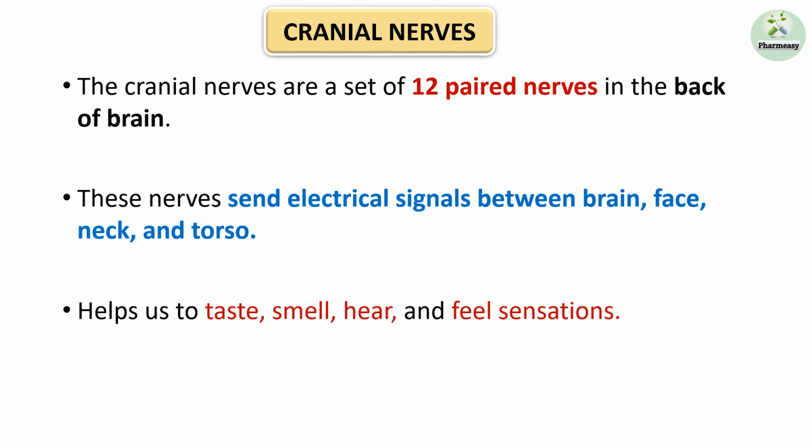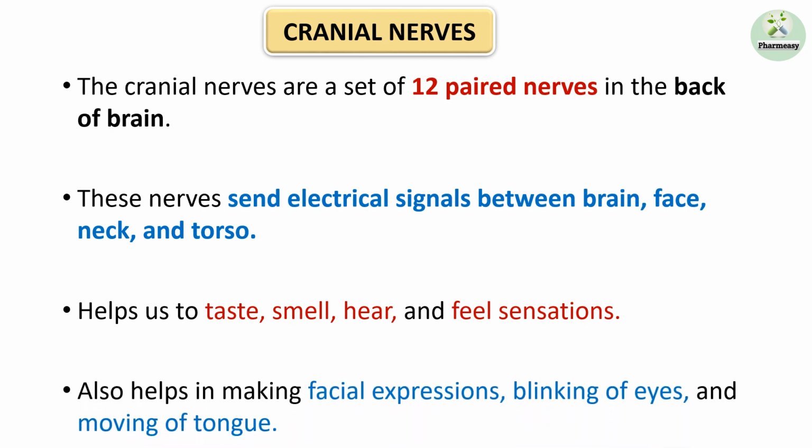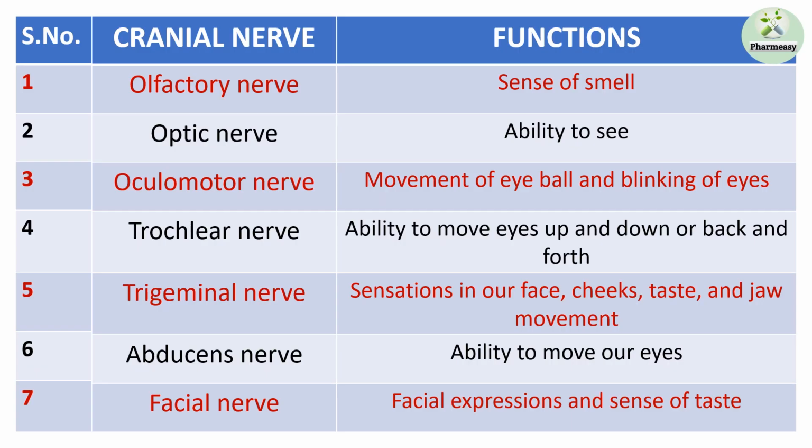Cranial nerves help us to taste, smell, hear, and feel sensations. Also help in making facial expressions, blinking of eyes, and moving of tongue. This chart shows the different cranial nerves and their functions. Olfactory nerve stimulates sense of smell. Optic nerve has an ability to see the world.